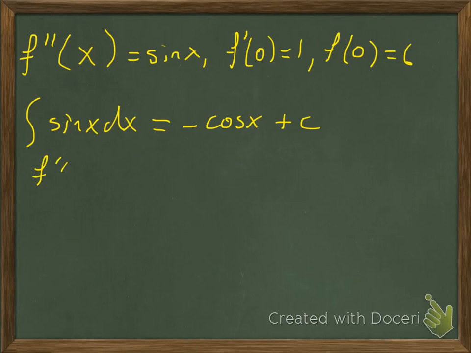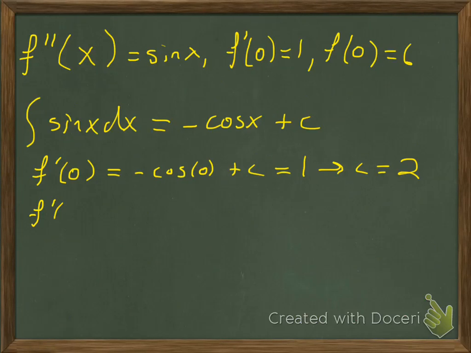And we have initial velocity is 1, so we're going to plug that in. Minus cosine of 0 plus c. Cosine of 0 is 1, so we have -1 plus c is equal to 1, so the c must be 2. So our velocity equation is minus cosine of x plus 2.